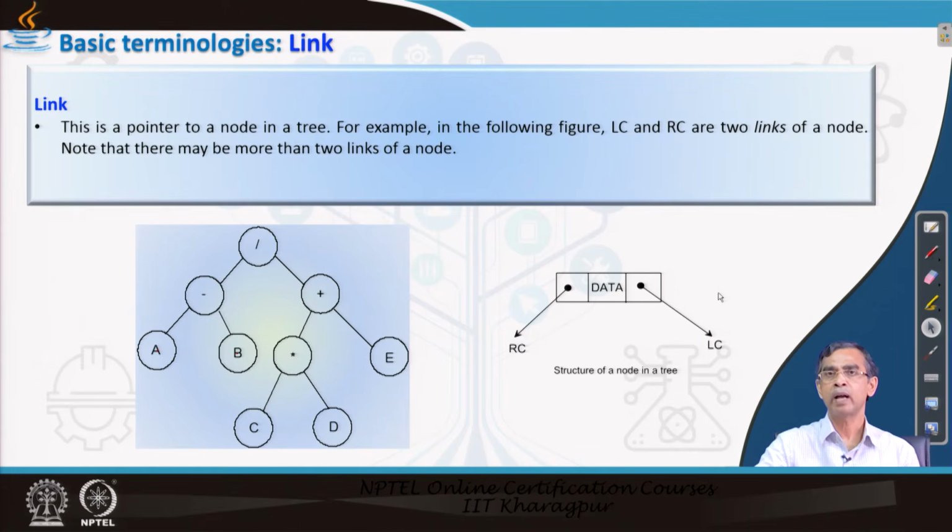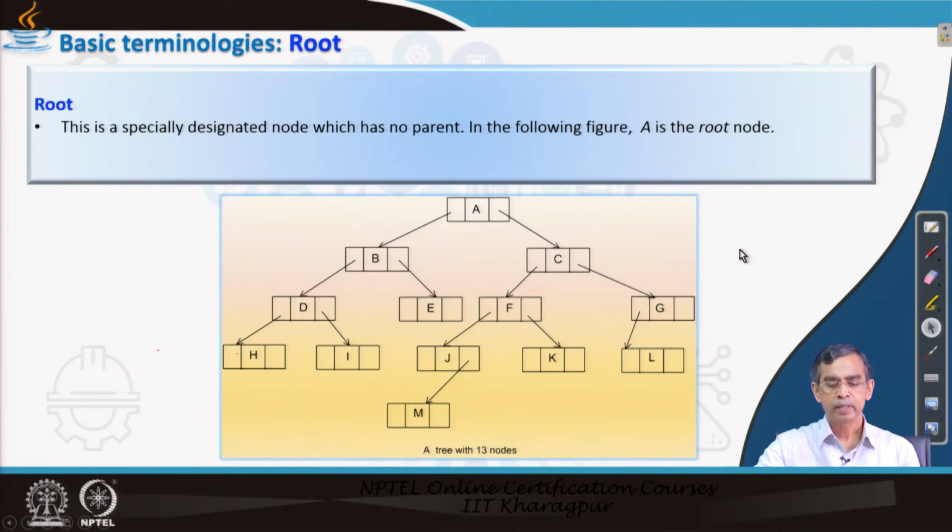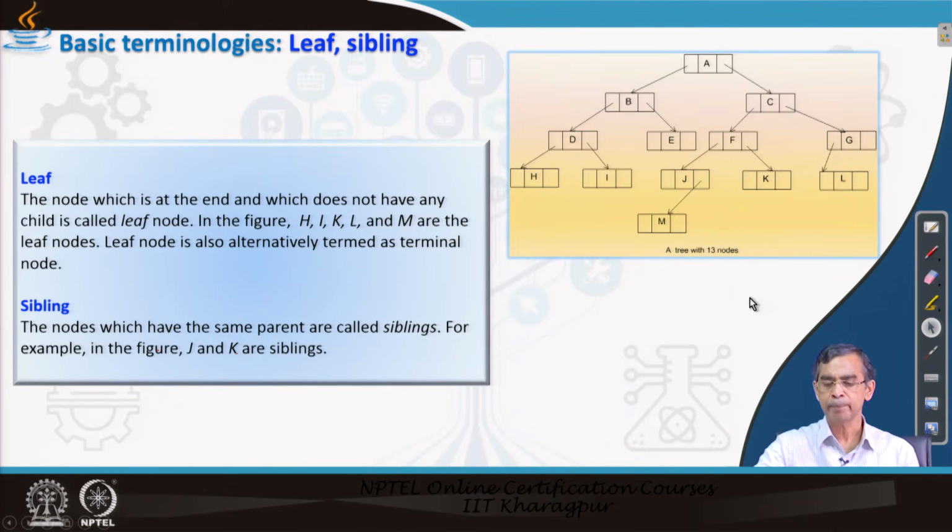If a node has only one child, and it is a left child, then it has a non-null value there, and the right child link value is null, and otherwise likewise. So, this is the concept of link. Then the root, we have discussed, is a special node, and the root does not have any parent. This is an example of storing different elements in a tree. 13 nodes are stored, in a somewhat ordered way, as you can see.